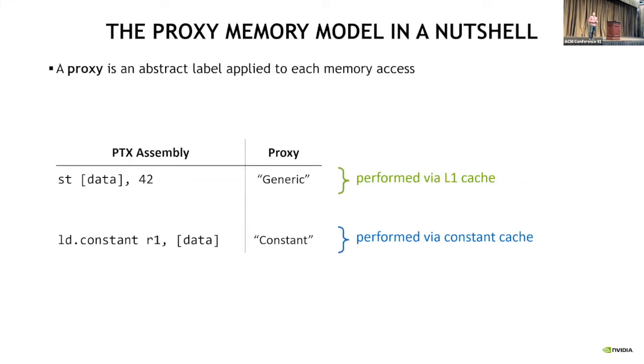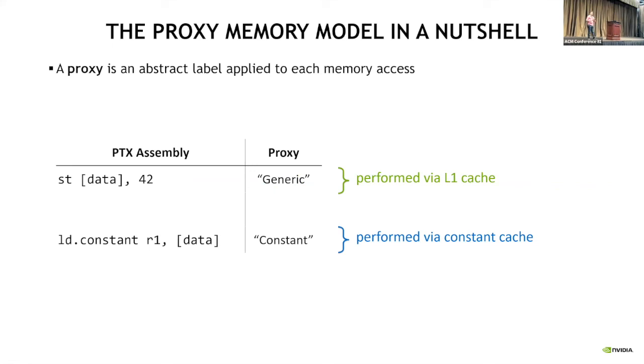A proxy is an abstract label that we apply to each kind of memory access. It's not a physical thing. It's not a concrete thing. It's just a tool that we use to label all these accesses that are floating around in order to do our analysis on what values we expect to come back from memory. So if we do a regular load or a regular store, we would say that's performed via the generic proxy. But if we do a load.constant, it would go through the constant cache. We're going to call that the constant proxy.